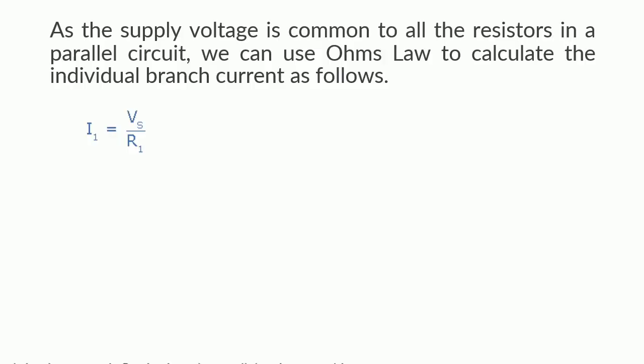Ang formula to get the current using Ohm's law is we divide the voltage by resistance. So, since I sub 1 ang hinahanap, we use the value for R sub 1. So, 24 volts divided by 10 ohms equals 2.4 amp or ampere.